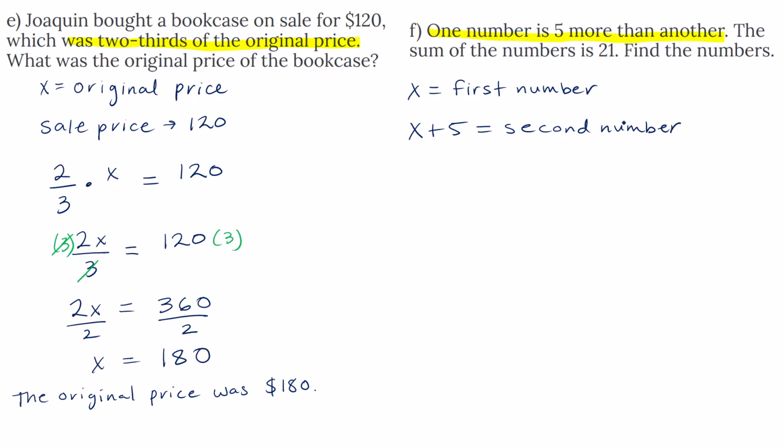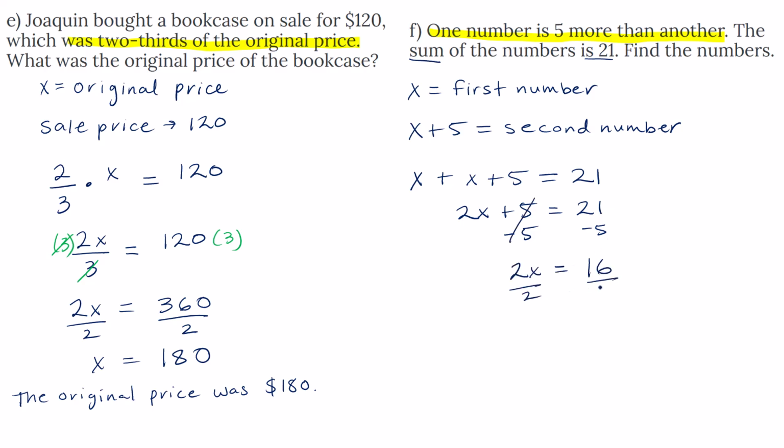Now we can set up an equation to help us solve for x. So we know that the sum of the numbers is 21. So that means if we add the two numbers together, it should equal 21. So we could set up an equation as the first number plus the second number, x plus x plus 5, is equal to 21. And now in order to solve this, x plus x is 2x. Take away our 5 from both sides. 2x is 16. And our final answer for x looks like it's 8.